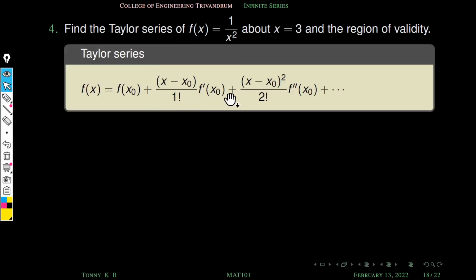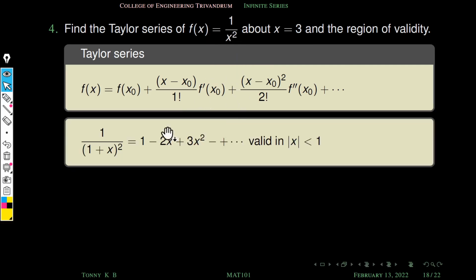We know that this is the formula for Taylor series about x naught. So either you can use this formula. If you apply this formula, then you have to find derivatives of this function at 3. Okay, then you can substitute. Okay, also we have another technique. You can expand this function about 3 using non-Maclaurin series.